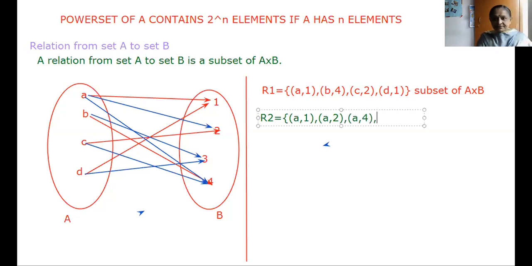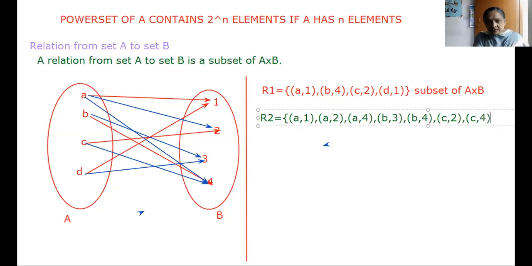Then I go to B. So all of you are watching, B is joined to 3 and B is joined to 4 also. This is all about B, and then I go for next, C. C is joined to 2. Then C is joined to 4 also. So I have C comma 4.